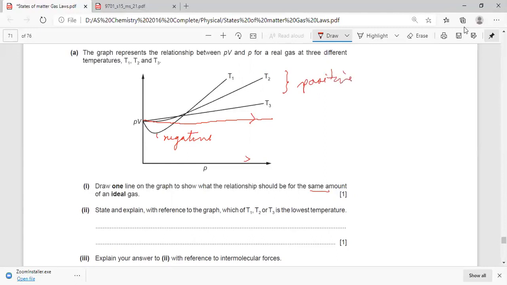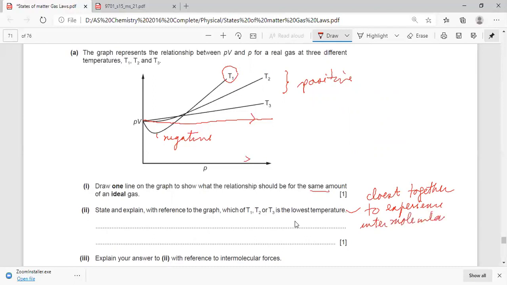Okay? Now, state and explain with reference to the graph, which of T1, T2, T3 is the lowest temperature. Of course, T1 will be the lowest temperature. Why? Because at the lowest temperature, they come closer together, closest of all, to experience what? To experience intermolecular forces, right? Because they are closest together to experience what? Intermolecular forces.